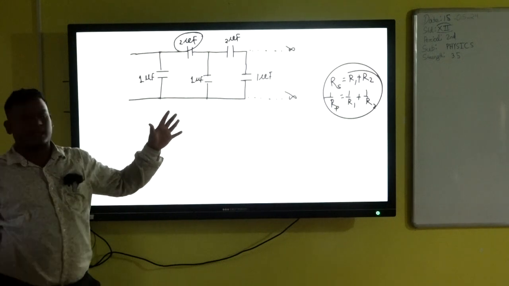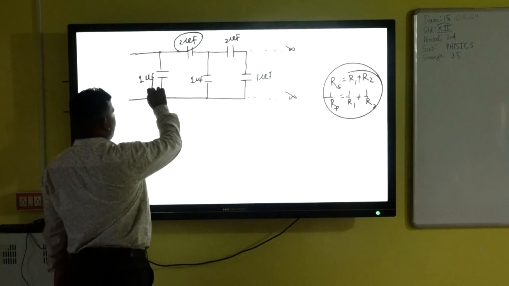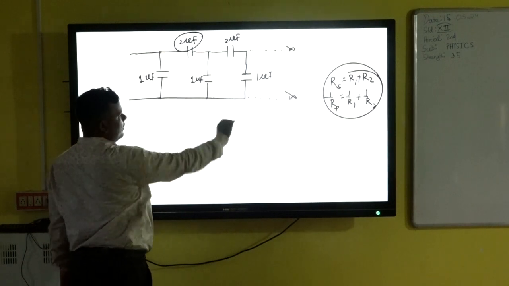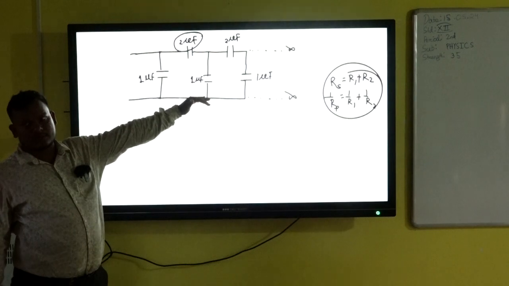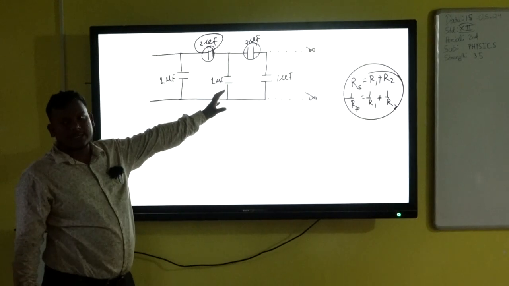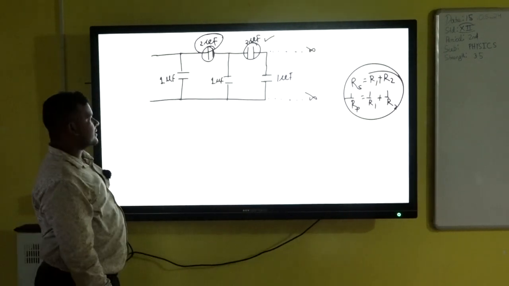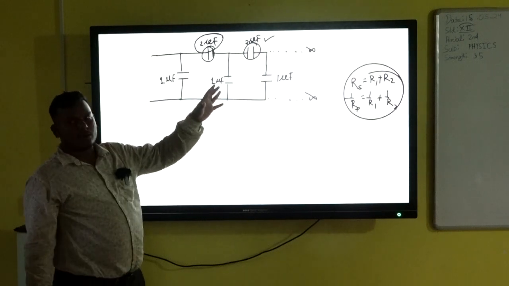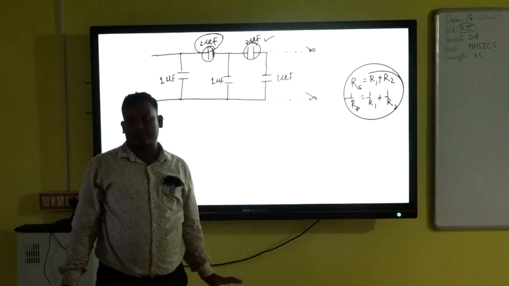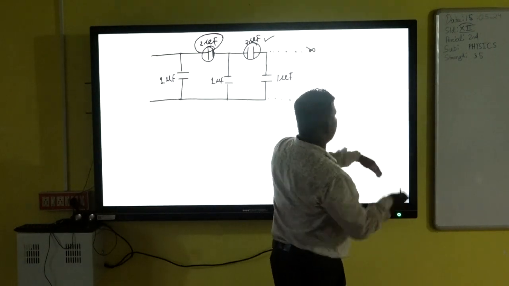If this type of infinite circuit comes in your exam, then you have to check if the capacitors in the middle have capacitance half of the capacitance of the top, then the final resultant capacitance of this circuit will be 2 microfarad. Okay, what is the process? The process is: let the total capacitance of this circuit be C. Let the total capacitance of this circuit be C.